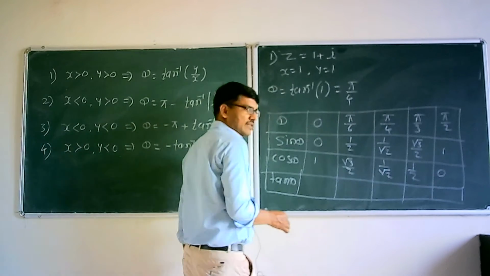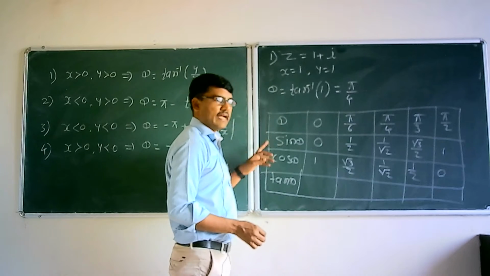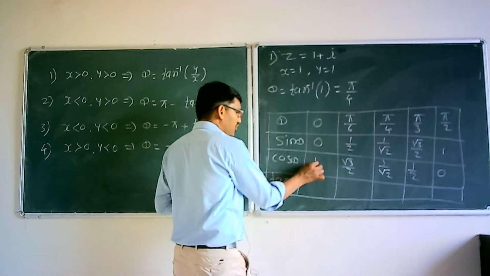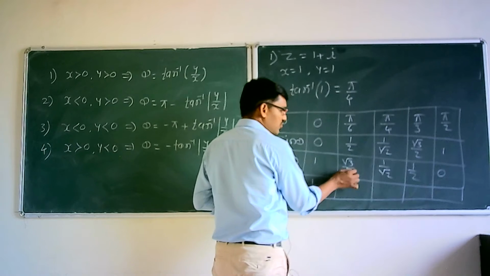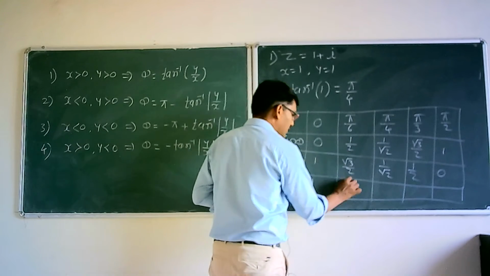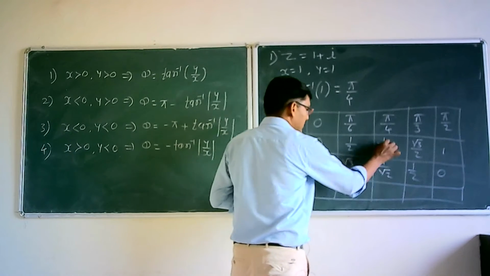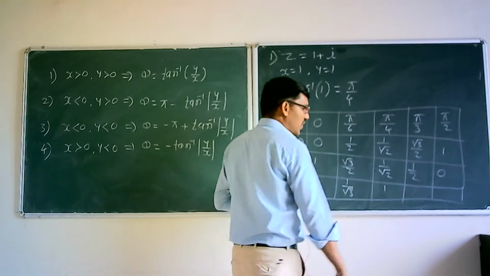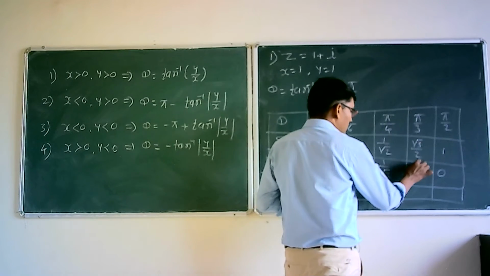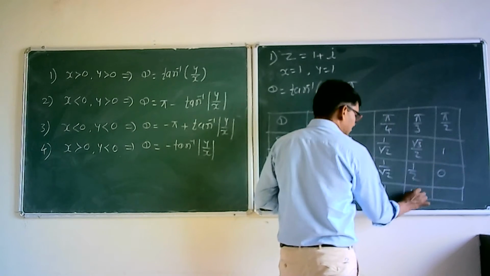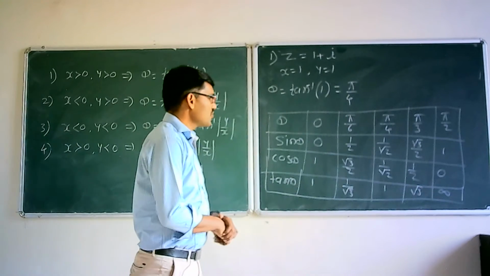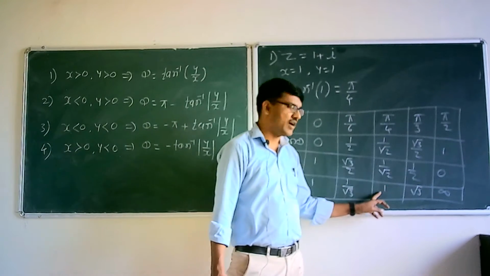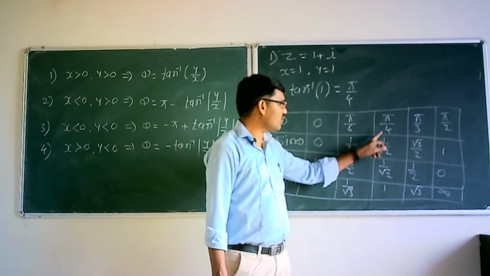So what is tan theta? We all know that tan theta is sin theta divided by cos theta. So 0 divided by 1 is 0. Then 1 by 2 divided by under root 3 by 2, so this 2 will get cancelled here. It is 1 by under root 3. This 1 by root 2 by 1 by root 2 is 1. And under root 3 by 2 divided by 1 by 2, 2 will get cancelled, it is under root 3. And 1 divided by 0 is what? Infinity. So since tan pi by 4 is 1, tan inverse 1 is equal to pi by 4.